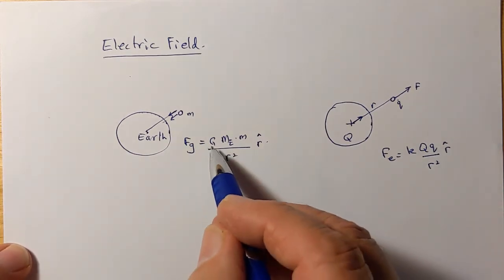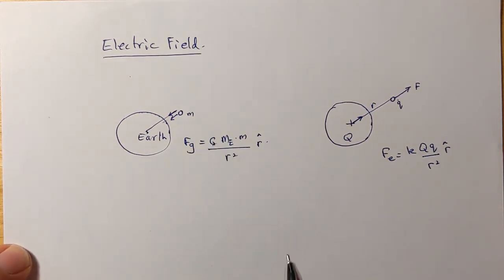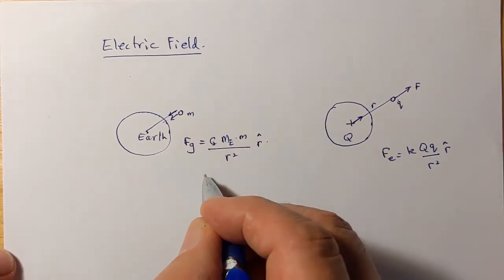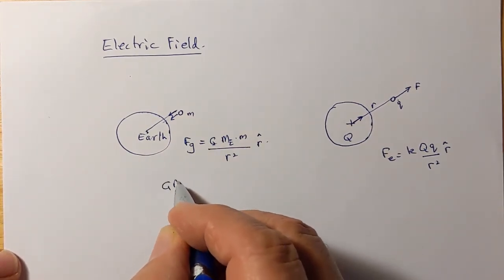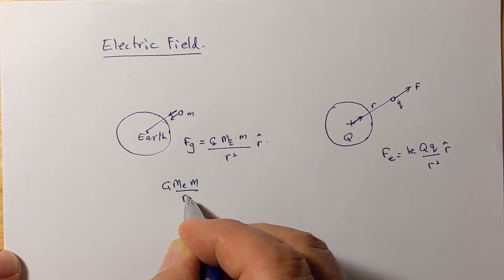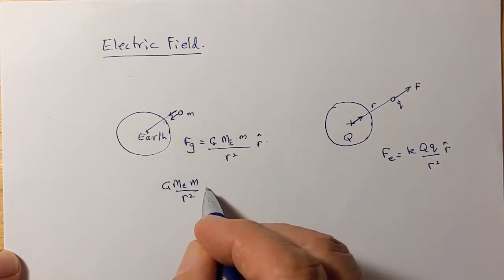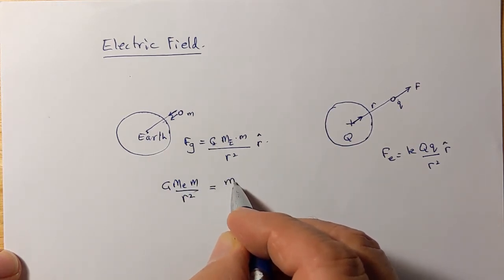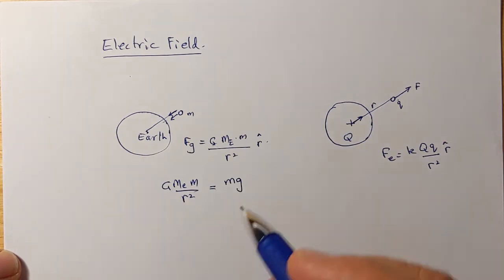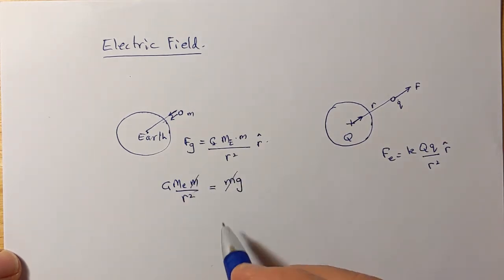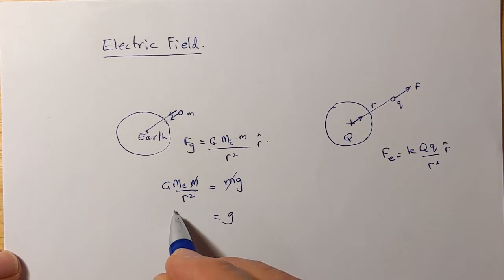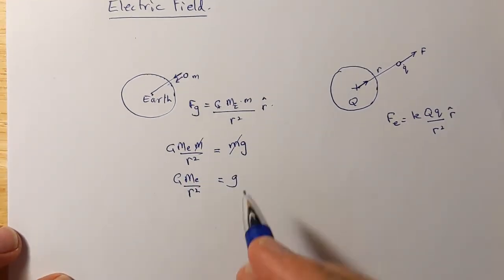So if we rewrite this as mg, we'll just look at the magnitudes for a minute, and we write that as a force, that's mg, and if we cancel out the masses, then the g is G, mass of the Earth, over r squared. So that's the acceleration due to gravity at that point.